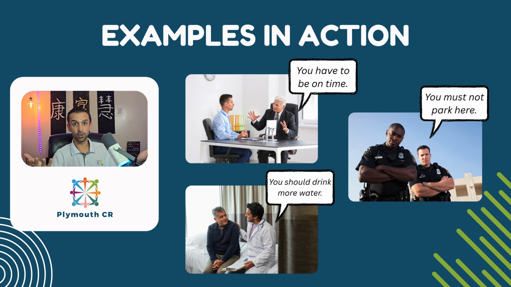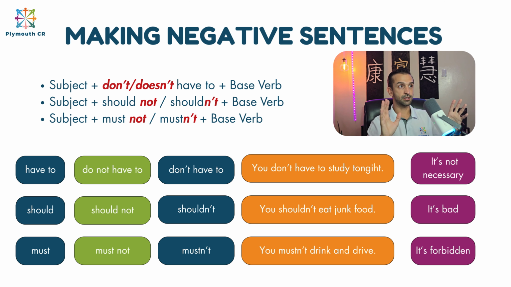Of course, we can use these modal verbs in affirmative and negative forms. So let's move on and you can see it. Now, making negative sentences with them, most of the modal verbs, you just have to add a not in front of it.